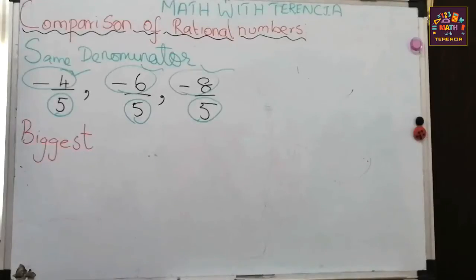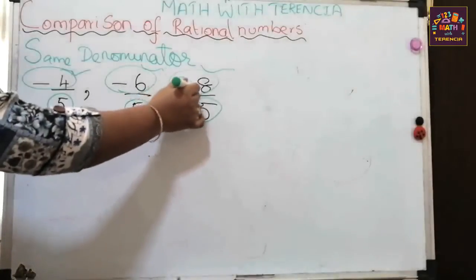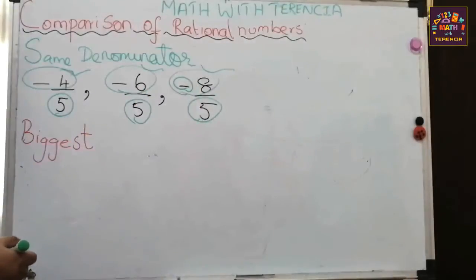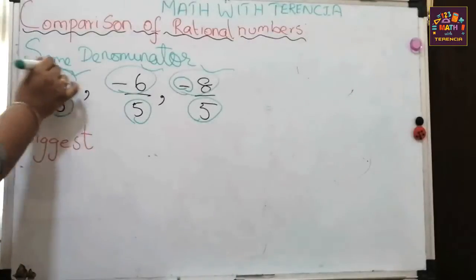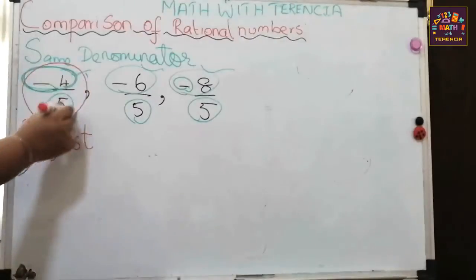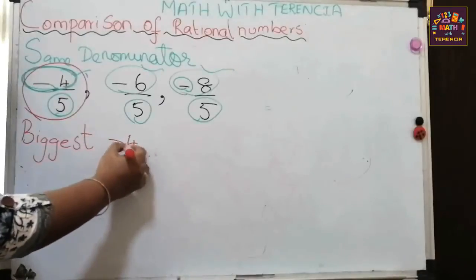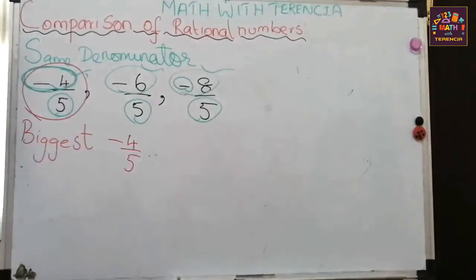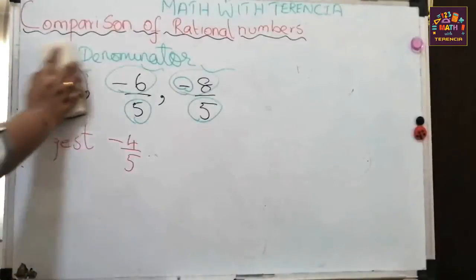Why? Yeah, most of us will make this mistake. As 8 is a bigger number, we consider minus 8 the biggest. No. When we have negative numbers, the smallest number will be the biggest one. So here minus 4 by 5 is the biggest. This looks very simple. But the problem comes when we have different denominators.